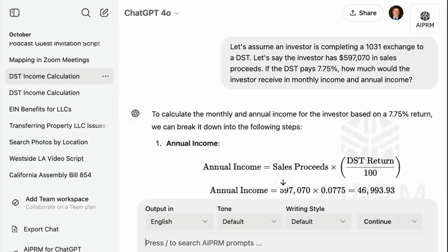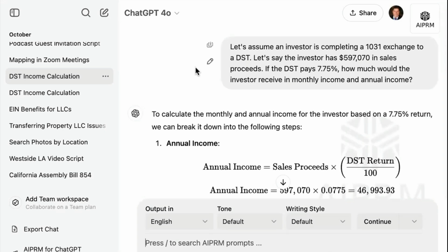Okay, so what I want to do next is do some financial calculations. Here we go. I want to do some financial calculations for a sample DST that I did for a client. So let me share that. Now, this was a DST that we're looking at.